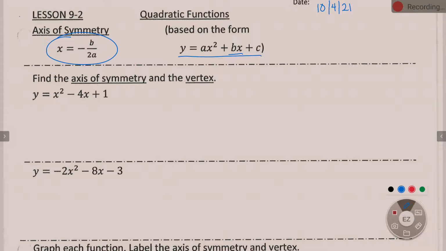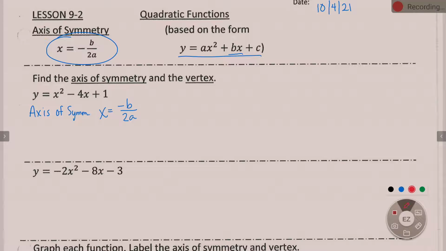So, the first example asks us to find the axis of symmetry and the vertex. First things first, we have to find the axis of symmetry. What's the formula for axis of symmetry again? I don't know, it's just the line that divides into two halves. The formula for axis of symmetry that's right up above on this page. Okay, never mind. You're making that way too difficult. X equals negative b over 2a? Yeah.